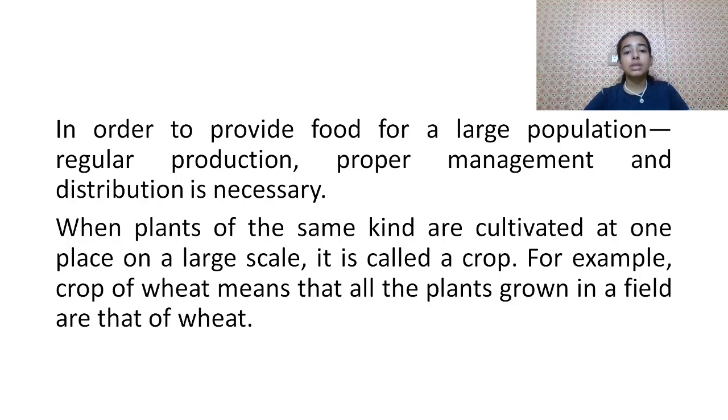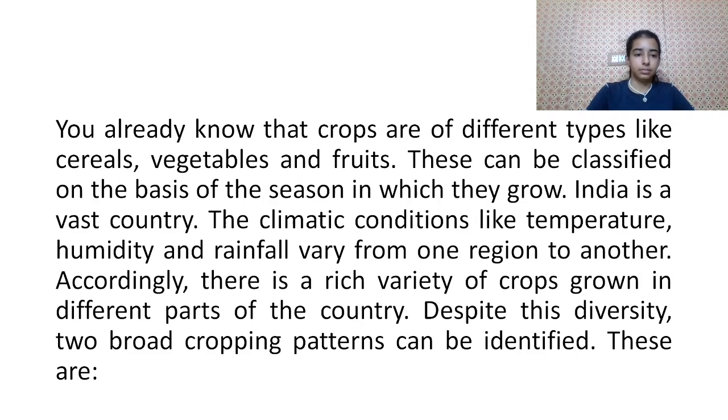When plants of the same kind are cultivated at one place on a large scale, it is called a crop. For example, a crop of wheat means that all the plants grown in the field are that of wheat. You already know that crops are of different types like cereals, vegetables, and fruits. These can be classified on the basis of the season in which they grow.